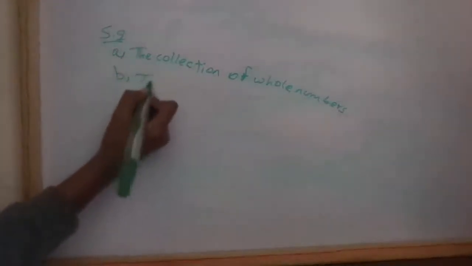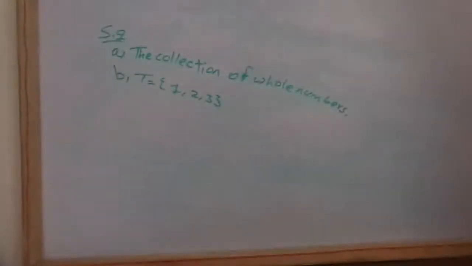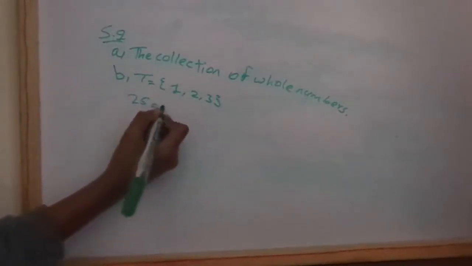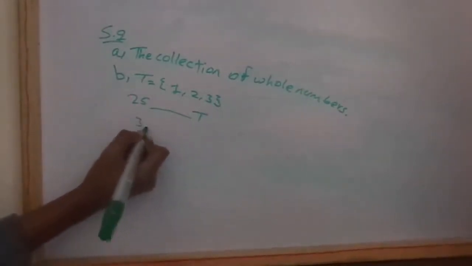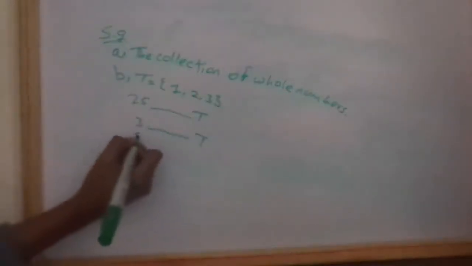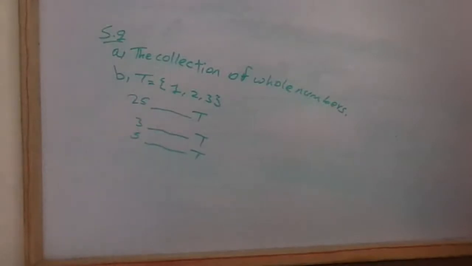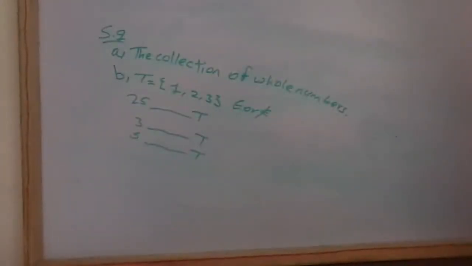In this situation, T is equal to {1, 2, 3}. 25 is ∉ T, 3 ∈ T and 5 ∉ T. As I told you, you have to say element or not element of T. This is the second question. Okay, let it be 3 because you are a beginner, and when we go to 100 we are going to have many questions.